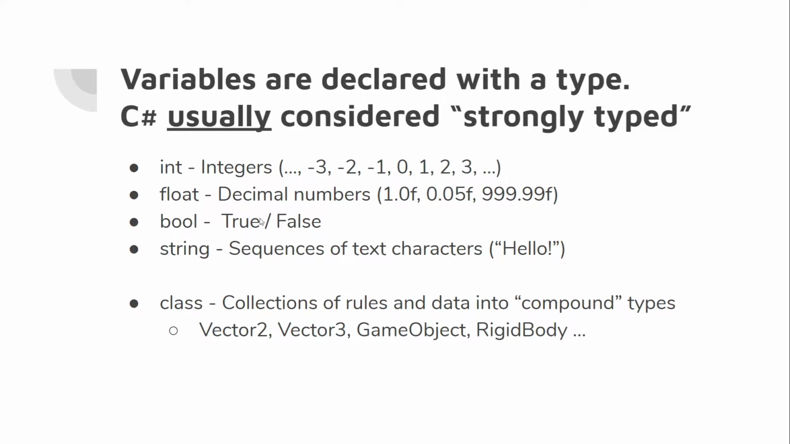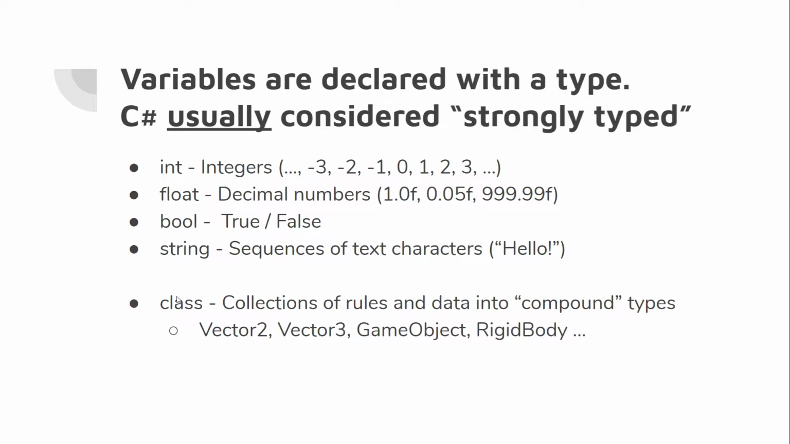Bool for booleans, which are just true or false. They are on or off, true or false. They are used for logic. And then we have strings, of course, sequences of text characters such as hello, which has some other functionality built into it. But these are one of the basic types you're going to be using here.